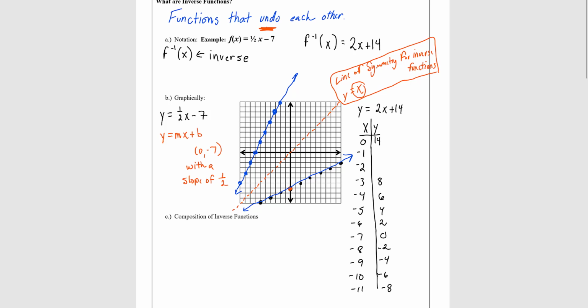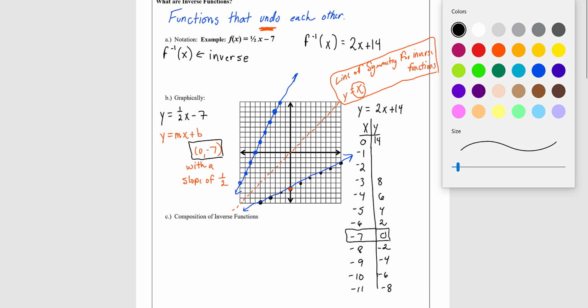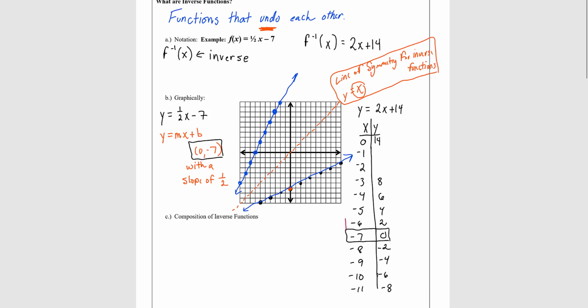The second thing that I want you to notice is that the only point that we wrote down for the first equation was the point 0, -7. That was our y-intercept. Well, for the other graph, the x-intercept is the point -7, 0. And in fact, that's going to be true about any of the points we pick. So for instance, the point -6, 2 is on this line. And on the other side, we have this point right here. The coordinates are 2, -6. So the x and y coordinates are reversed for inverse functions.